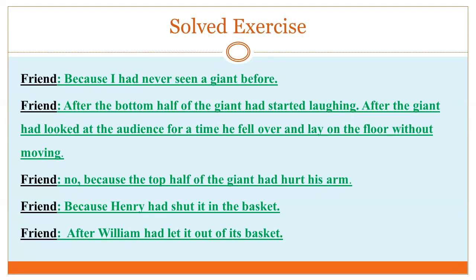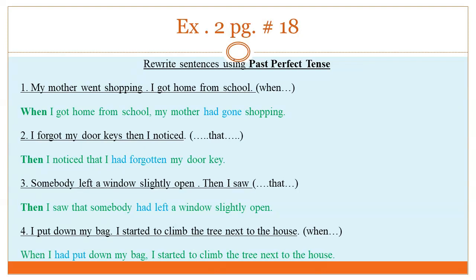Next, exercise number 2, page number 18, that says read and write sentences using past perfect tense. The sentences given here have two portions each. We have to join these two portions to make one sentence, and also in the brackets we are given the pattern of how to start these sentences. We need to insert these conjunctions, that are when, that, when, etc., between the sentences to join them and make one sentence. Let's solve the exercise.